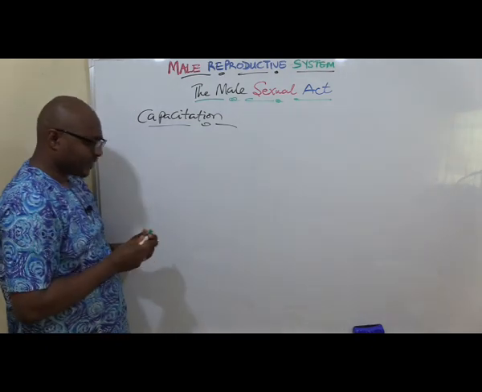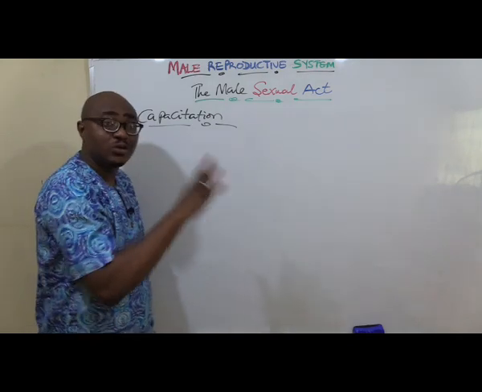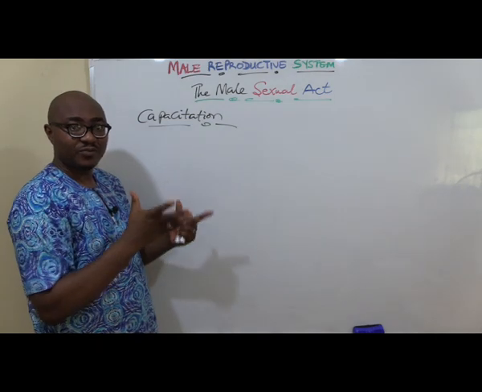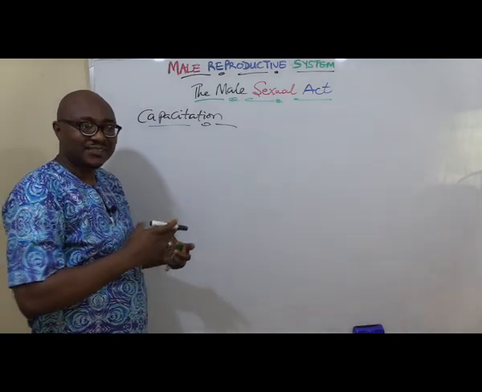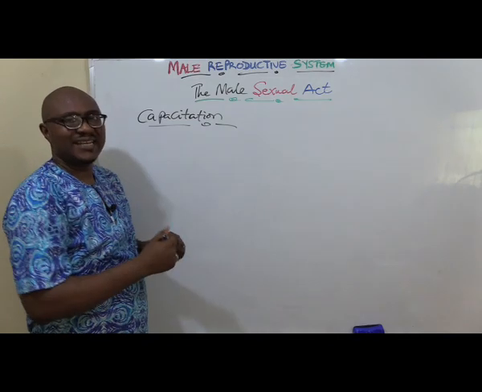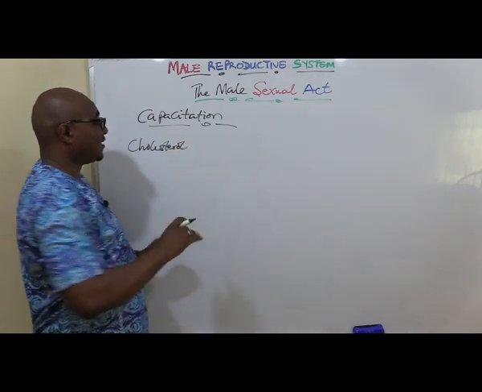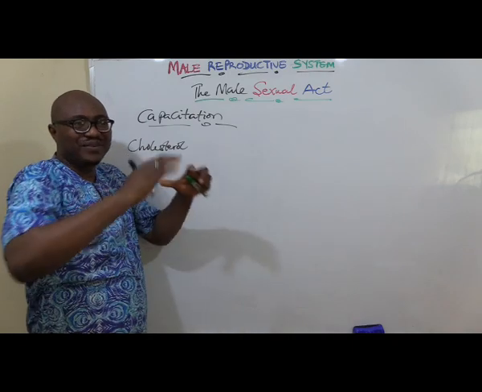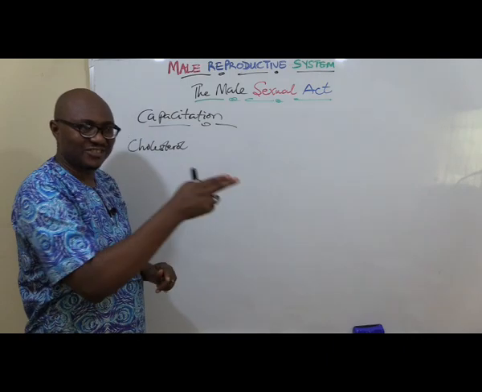Capacitation simply means this. You know that the head of the sperm has a lot of proteolytic enzymes that can digest the different layers of the ovum, the oocyte. While the sperm is still in the male genital tract, as it's moving, it gets coated with a lot of cholesterol. Why? It's to prevent those enzymes from being released anyhow before it gets to its destination.